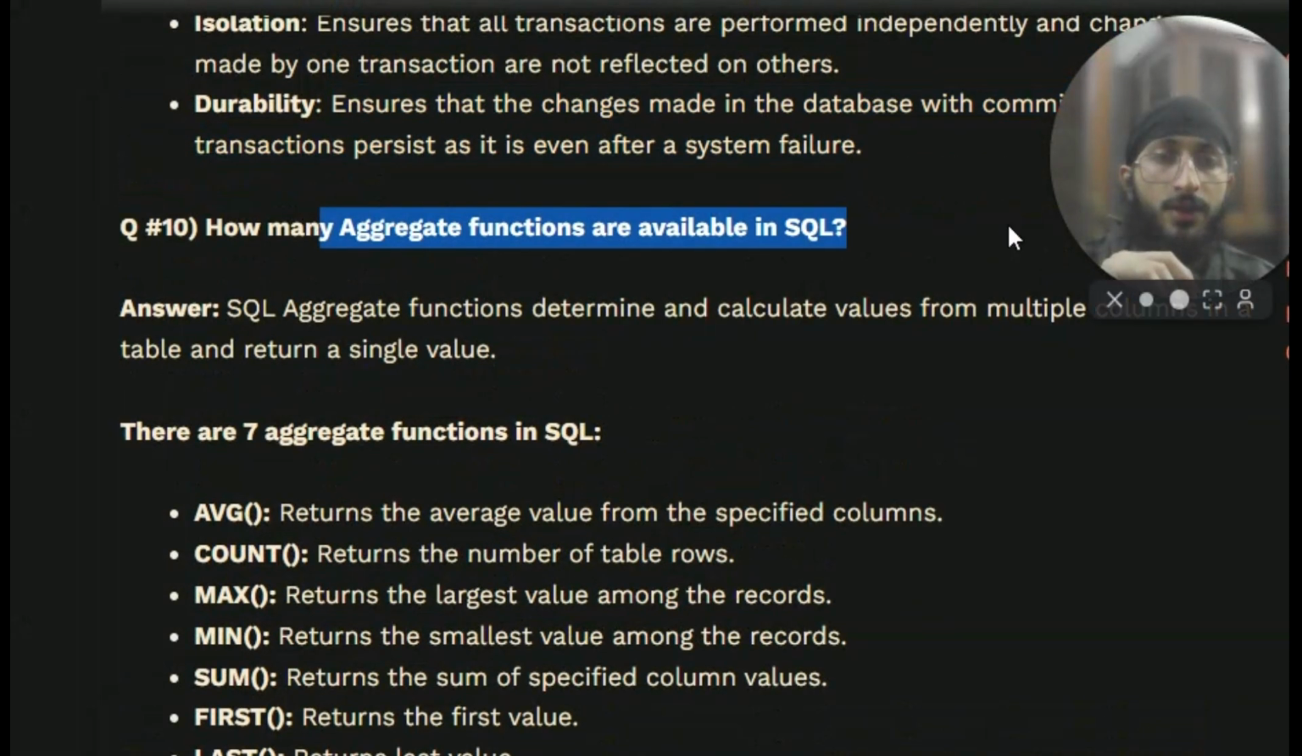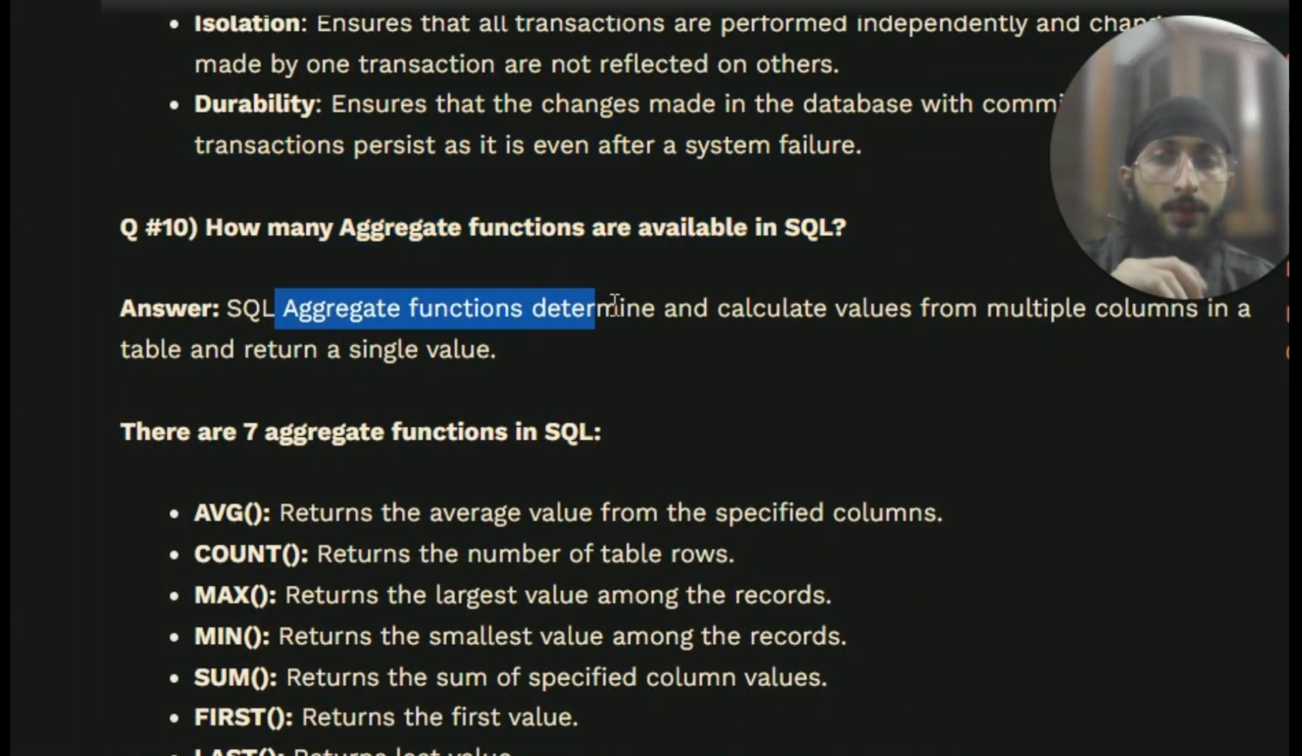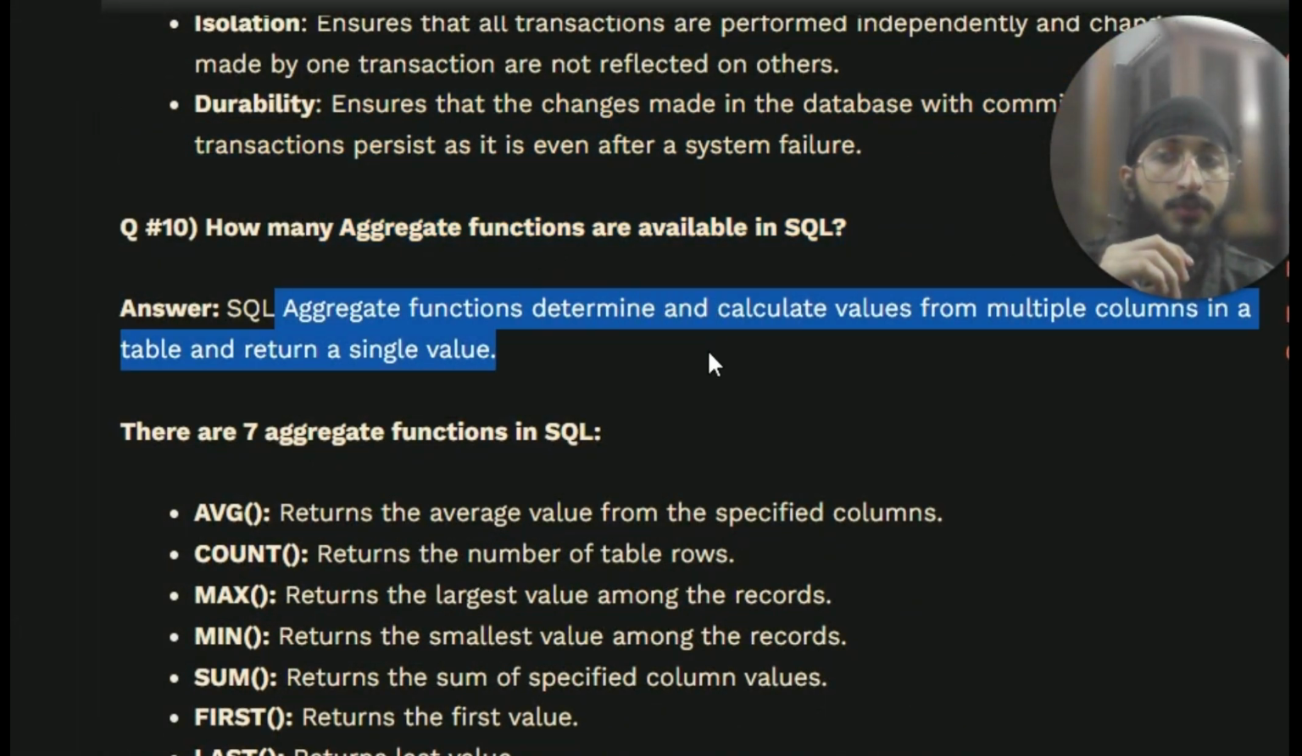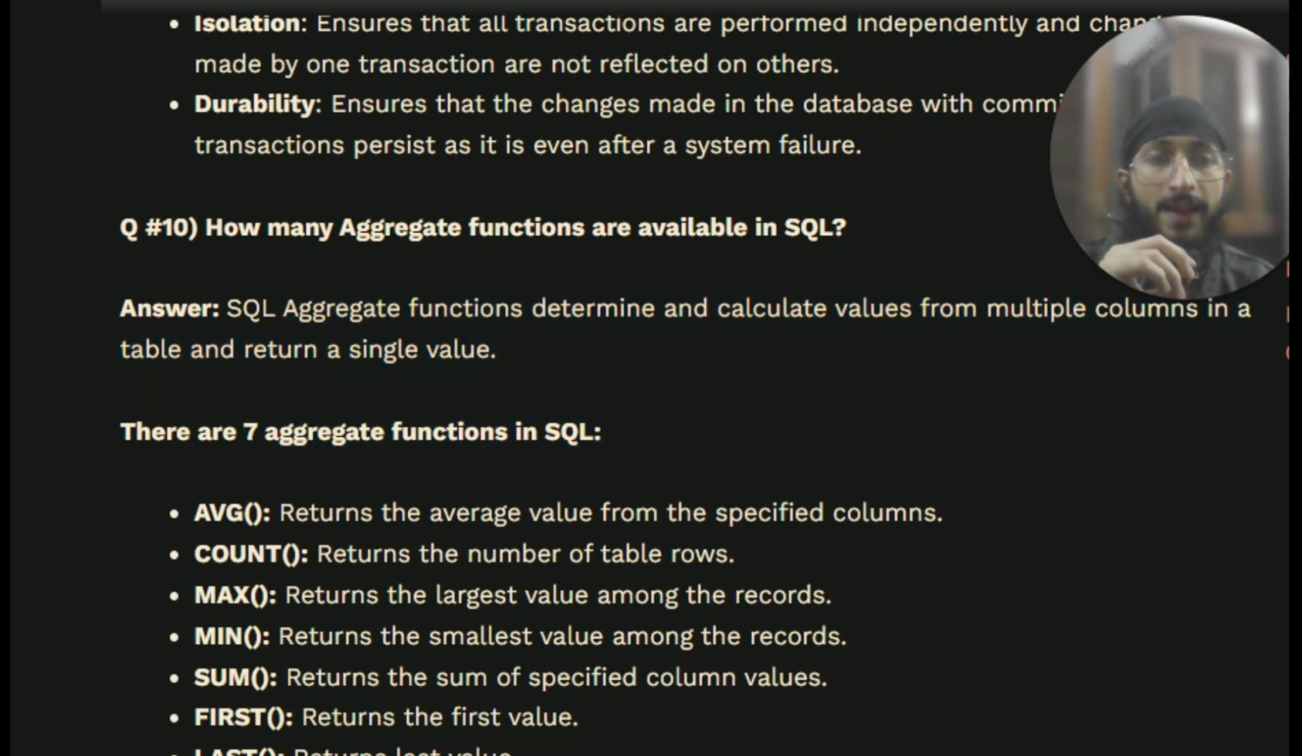Now, how many aggregate functions are available in SQL? SQL aggregate functions determine and calculate values from multiple columns in a table and return a single value. There are 7 aggregate functions in SQL. Firstly, we have average. Let me show you. This is average, which returns the average value from the specified columns.